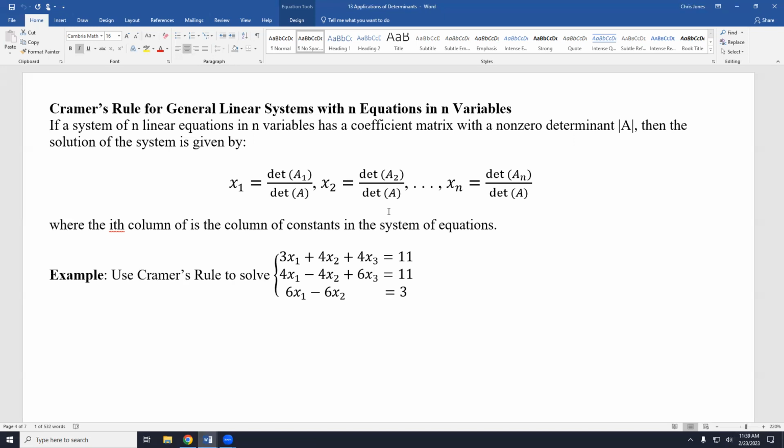So you guys see how that works? You just take the constant matrix and you move it along. The rest of it, we're just going to fill in with the coefficient matrix on the left-hand side. So that's going to be 4, -4, -6, and then 4, 6, 0.